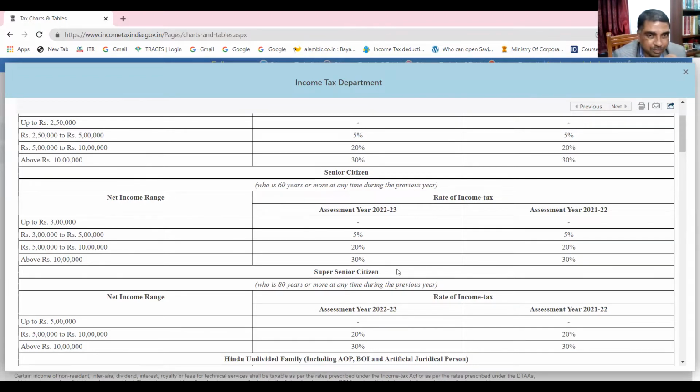For normal individuals the slab is 2,50,000, but here 50,000 extra is given. We can say it is a relaxation. Yes. Here you see the basic exemption limit is 2,50,000, but here the basic exemption limit is 3 lakh. That means if someone earns 3 lakh rupees and is a senior citizen, he will not have to pay anything. But here the limit is only 2,50,000. Above 2,50,000, he has to pay tax. Is it clear to you?